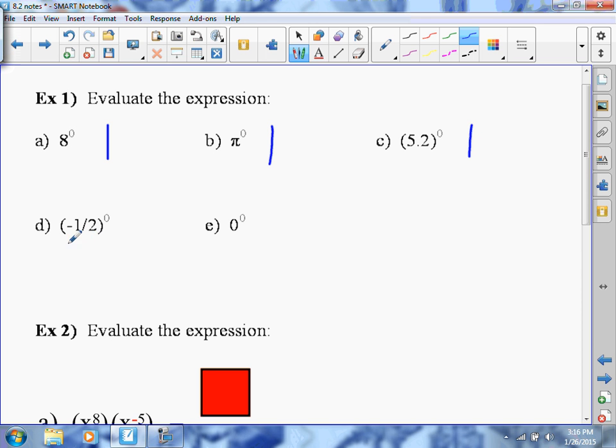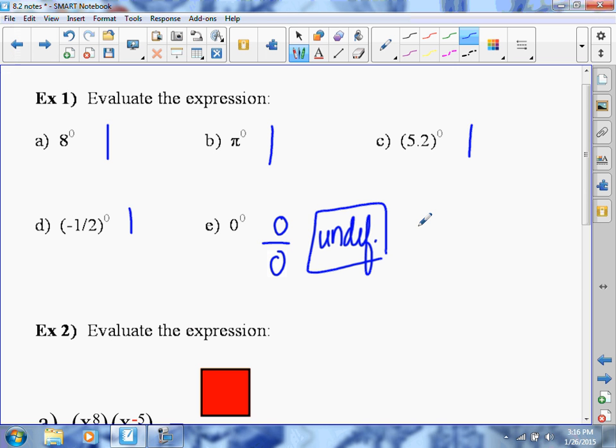Negative a half, even if it's a negative number or a fraction, anything that you raise to a power of 0 is 1. Okay? However, when you have 0 to the 0 power, that's like taking the number and dividing it by itself. You can't divide by 0. So that one is going to be undefined. So that's really the only exception if you had 0 to the 0 power. You don't see that very often though. But that might be a good extra credit question or something like that, because that's a higher level of thinking, because you really have to understand what it means to be raised to the power of 0.